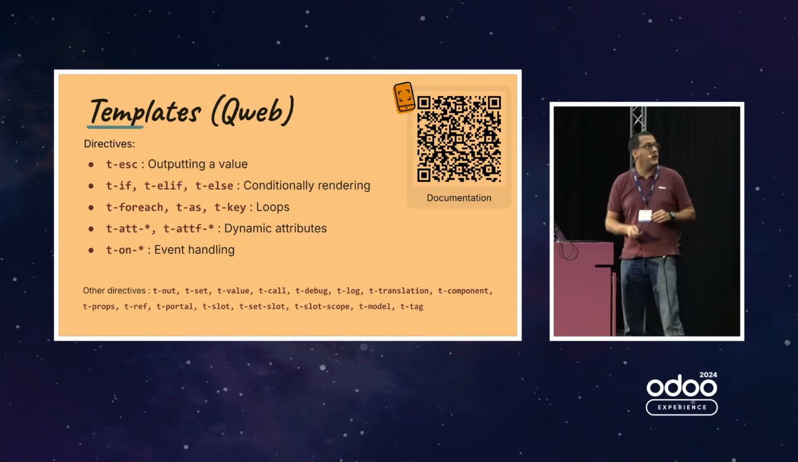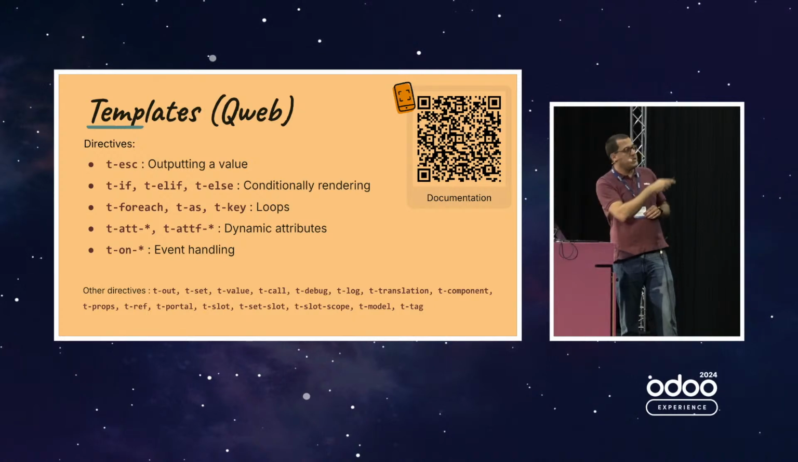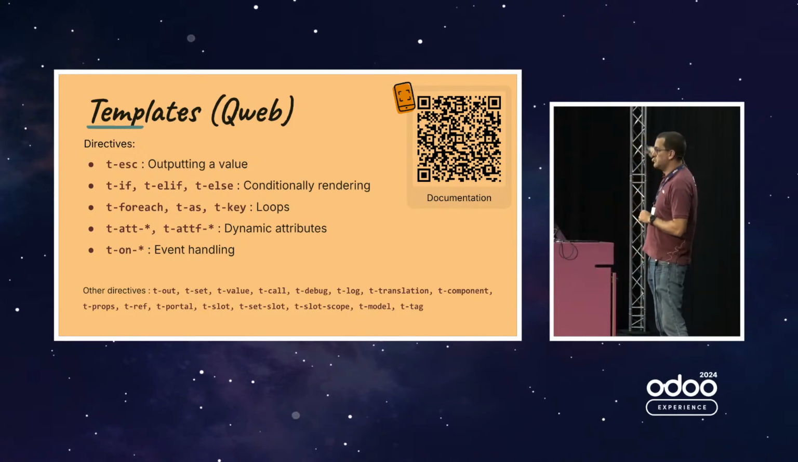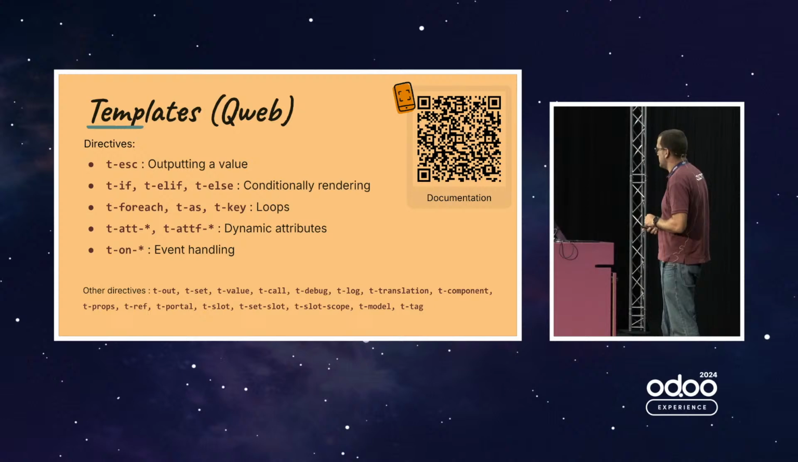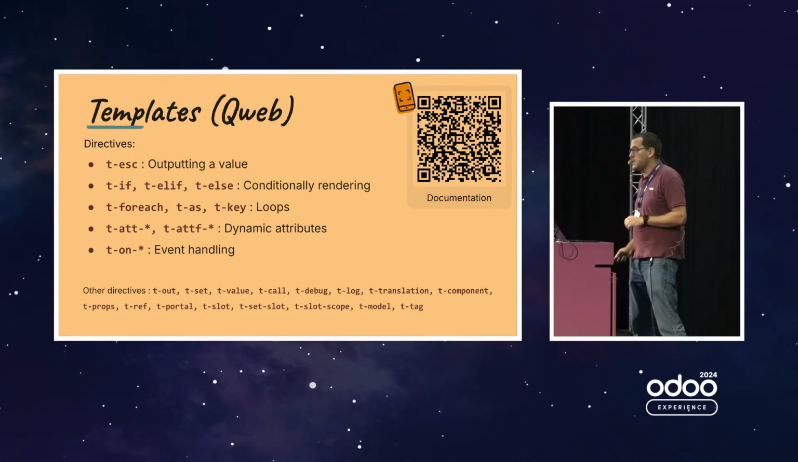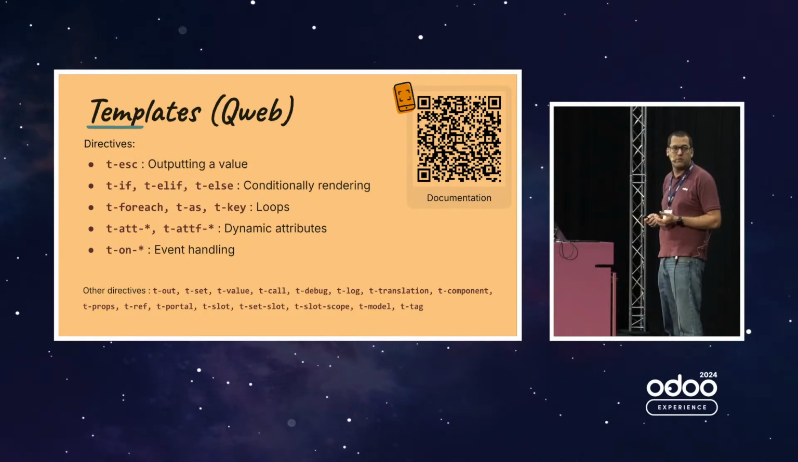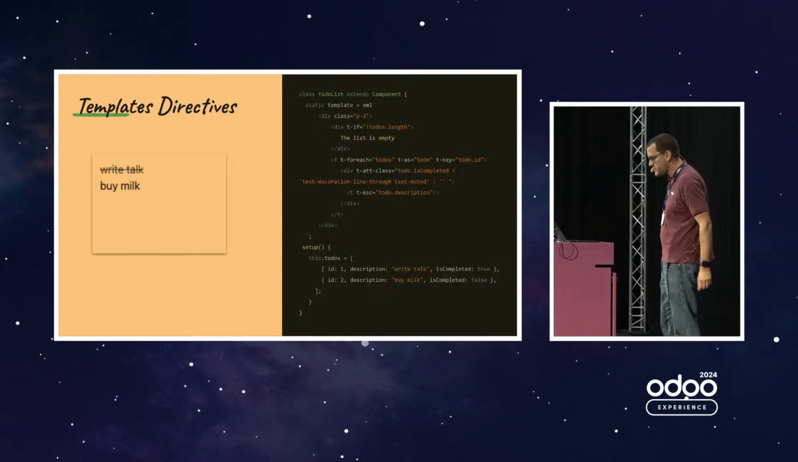So we can handle any event with t-on. We could use t-on-click, and we can handle the event. We also have other directives, but in a small talk of 20 minutes, I cannot talk about all the directives.